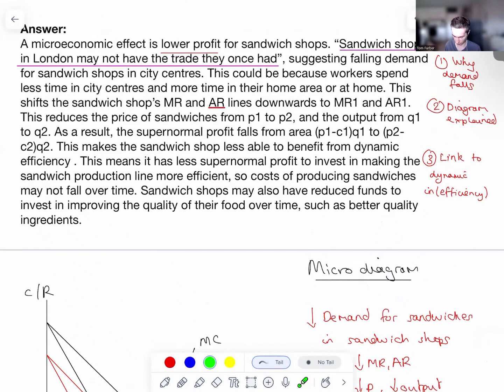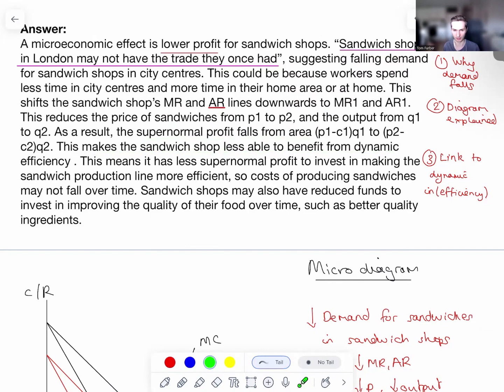So this says exactly what we just said. MR and AR shift downwards to MR1 and AR1, which reduces the price of sandwiches from P1 to P2, and the output reduces as well from Q1 to Q2. Supernormal profit falls by the areas we just described. This makes the sandwich shop less able to benefit from dynamic efficiency.